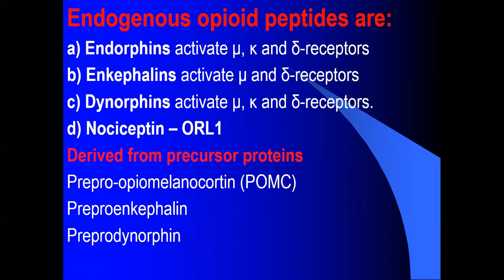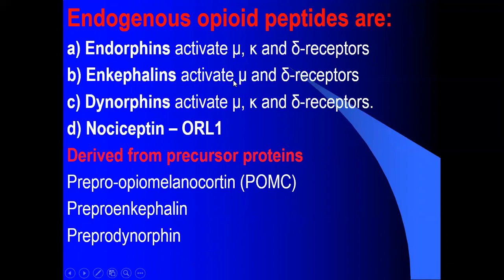Now, what are endogenous opioid peptides? Endogenous means they are naturally present within our bodies, and they are known as endorphins, enkephalins, dynorphins, and nociceptin. These act on different receptors, known as mu, kappa, and delta. Endorphins activate these three basic receptors on which opioids act: mu receptor, kappa receptor, and delta.